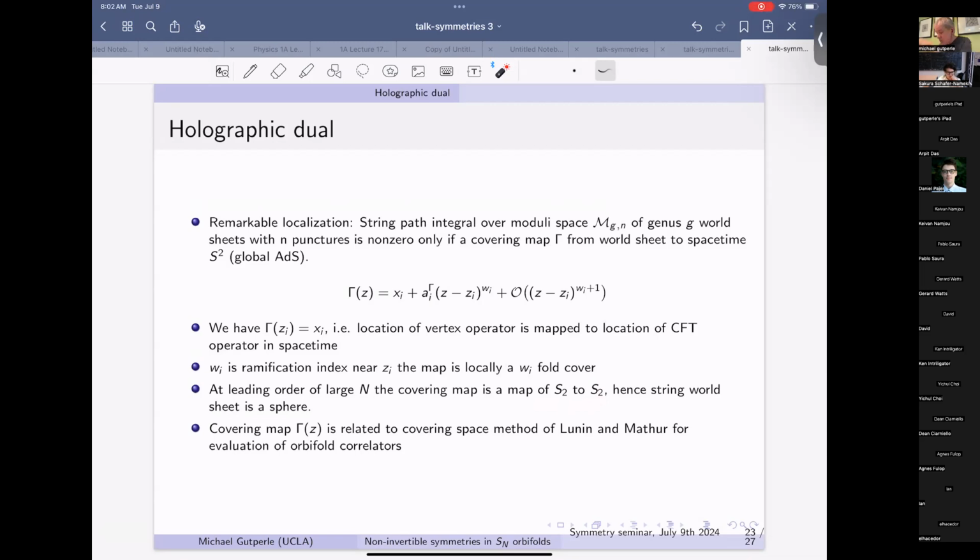If we think about just global AdS, in general this covering map doesn't necessarily exist for all positions of the vertex operators in the string theory, and so it localizes on special points, and that reproduces the correlation functions. What it reproduces is really this covering space method of evaluating correlation functions in the orbifold.